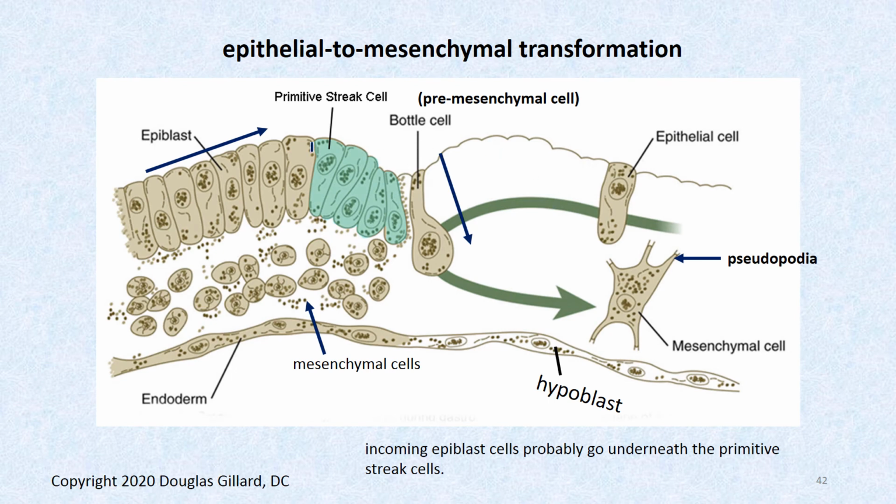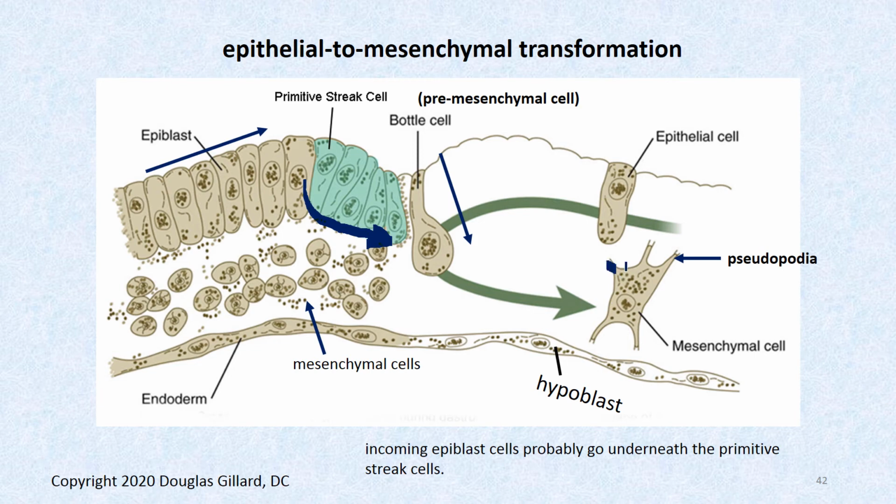Here's a good picture. So epiblast cells are going, and this is primitive streak cells. They don't move. These would be going underneath the primitive streak cells here. But as they pass underneath, they morph into this weird bottle cell, which immediately morphs into a full-blown mesenchymal cell.